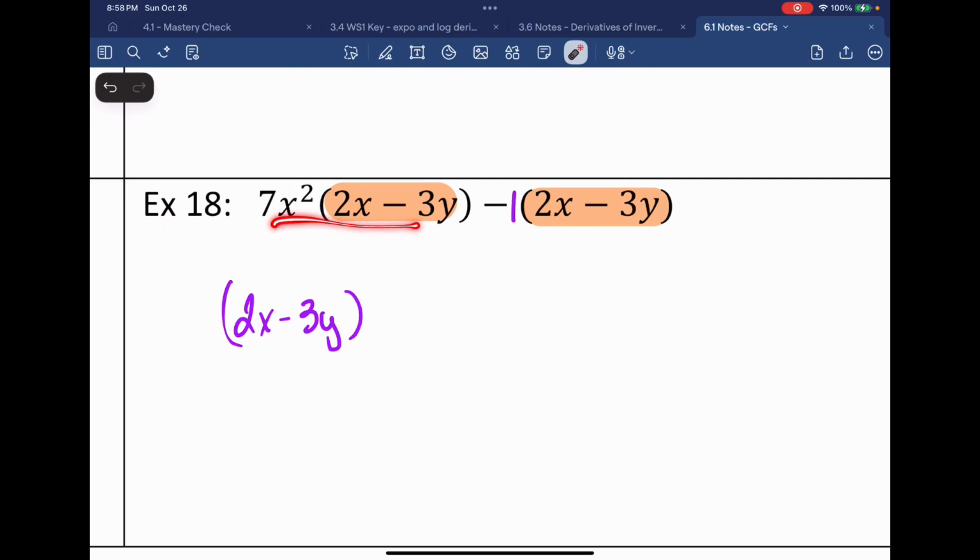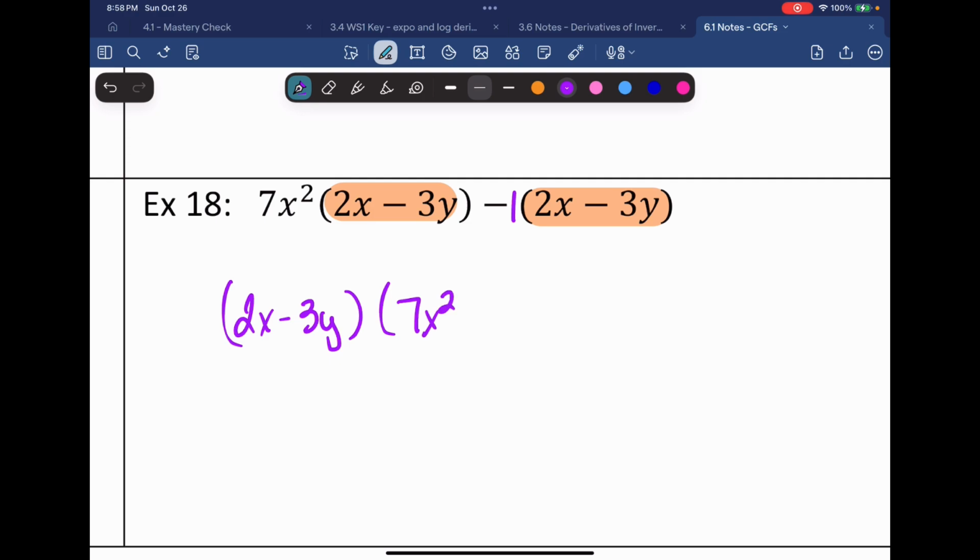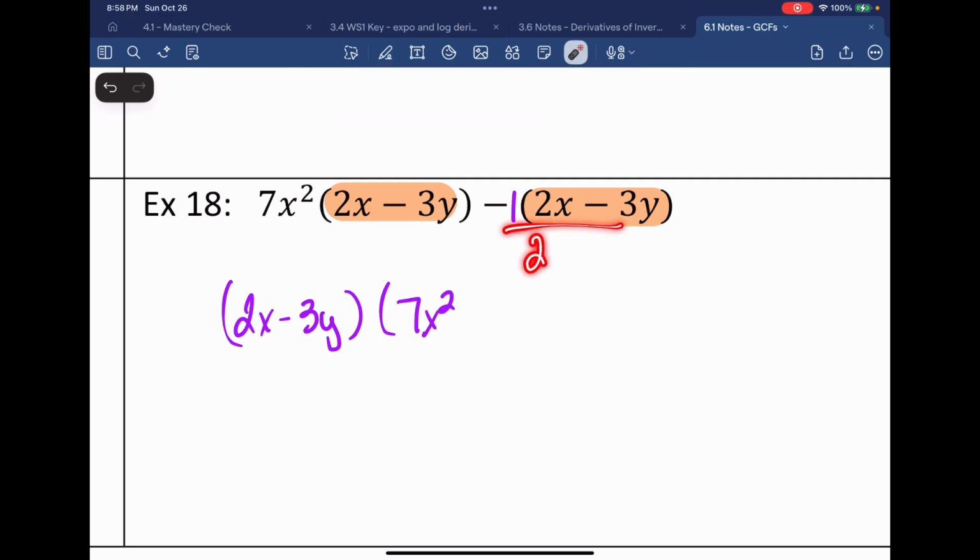Again, if we imagine dividing, 7x squared and minus 1.